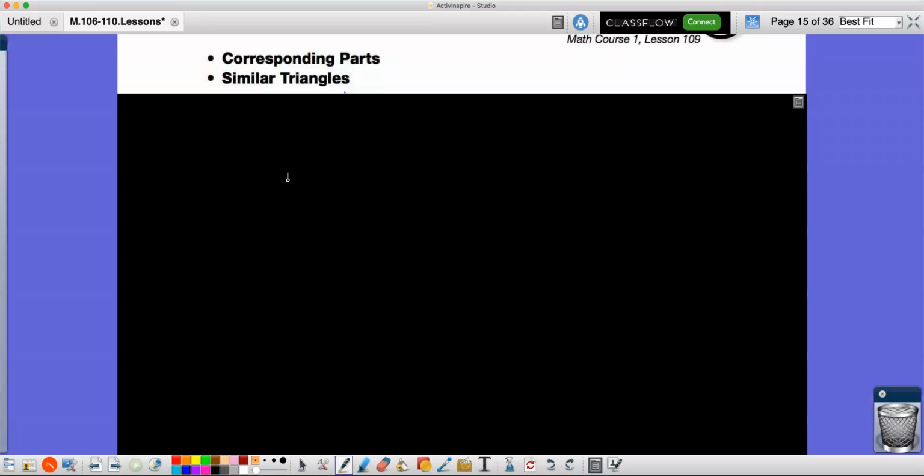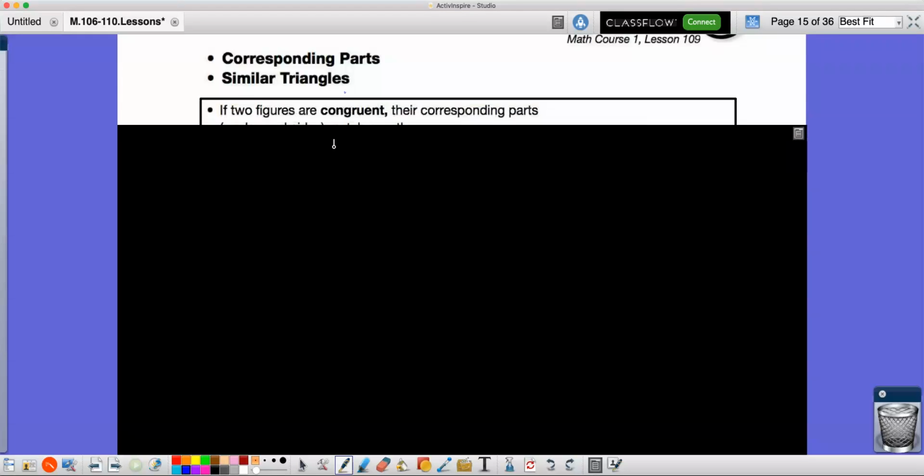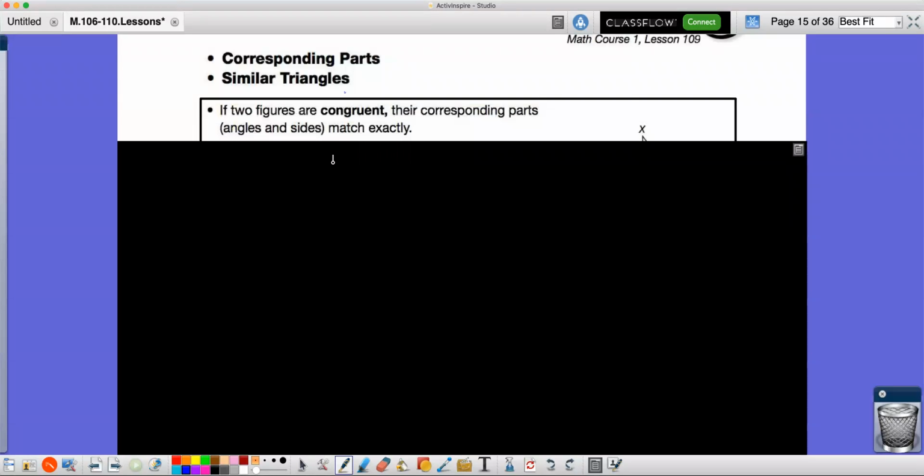Hello, we're going over Saxon math. This is course 1, lesson 109. It's called corresponding parts, similar figures, and or triangles, I guess. Let's just get right into it because there's a lot of information here.